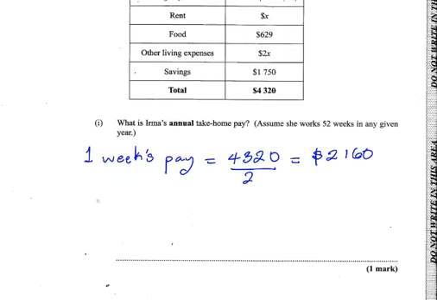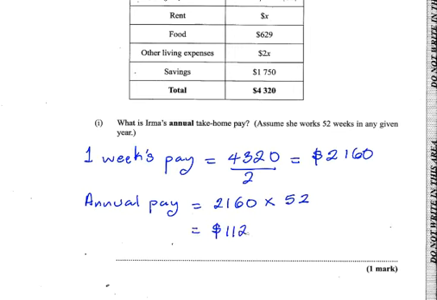So Irma's annual pay would be the amount she gets paid for 1 week, which is 2,160, multiplied by the number of weeks in the year, which is 52, and this amounts to $112,320. Next.